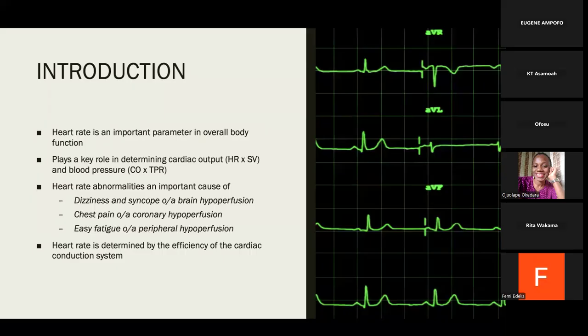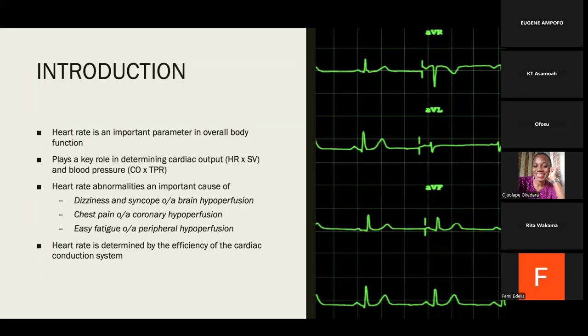So we all know that the heart rate is very important in determining overall body function. You know that cardiac output is given by the heart rate times the stroke volume, and blood pressure is in turn given by cardiac output times total peripheral resistance. So that tells us that the heart rate directly influences one, cardiac output, and two, blood pressure. And therefore, abnormalities with the heart rate can result in hypoperfusion.